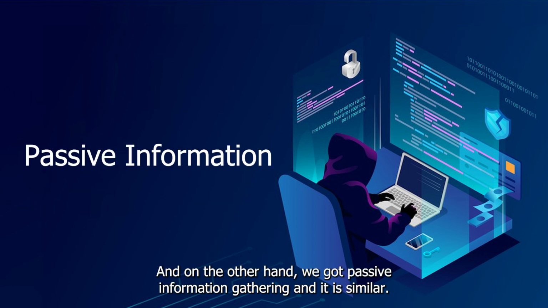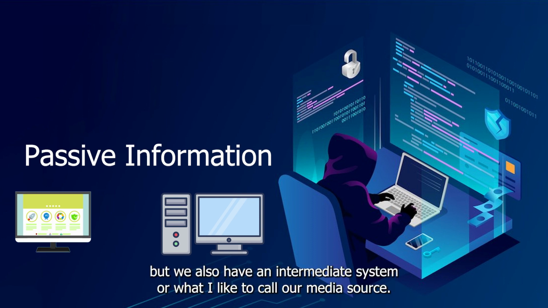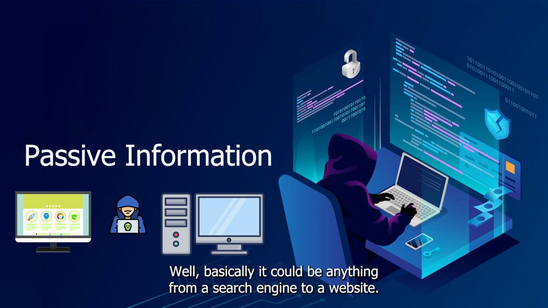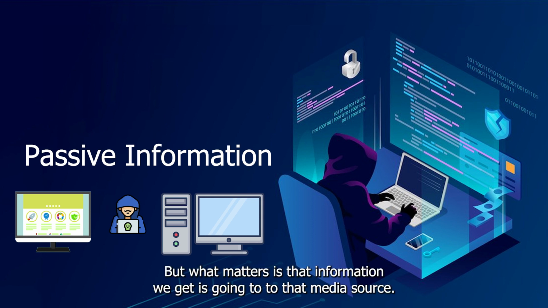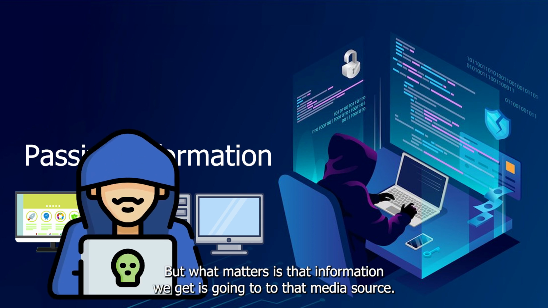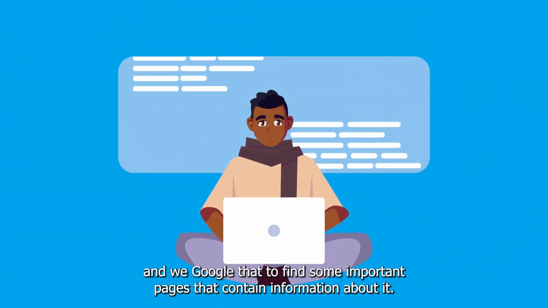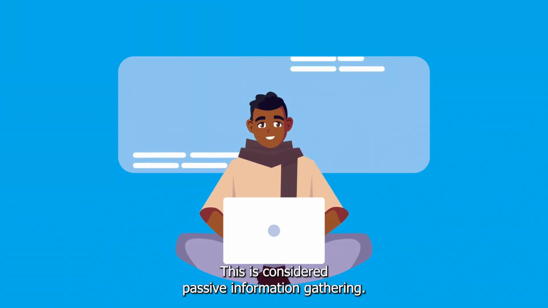And on the other hand, we got passive information gathering, and it is similar. We got our Kali Linux machine and our target, but we also have an intermediate system, or what I like to call a middle source. And what is a middle source? Well, basically it could be anything from a search engine to a website. It could also be a person, but what matters is that the information we get is going through that middle source. For example, if we want to find out something about a certain target and we Google that to find some important pages that contain information about it, this is considered passive information gathering.